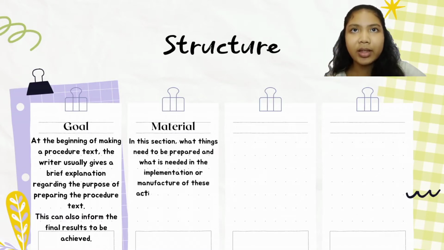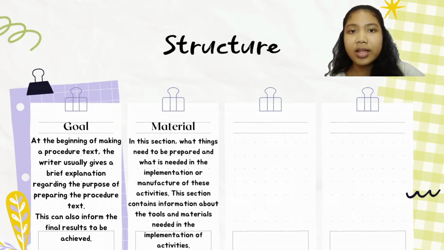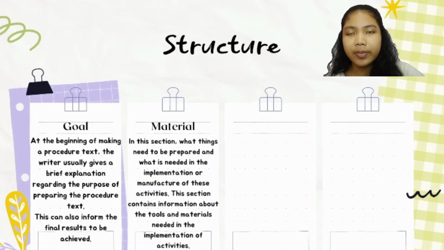The second one is materials. In this section, what things need to be prepared and what is needed in the implementation or manufacture of these activities. This section contains information about the tools and the materials needed in the implementation of the activities.